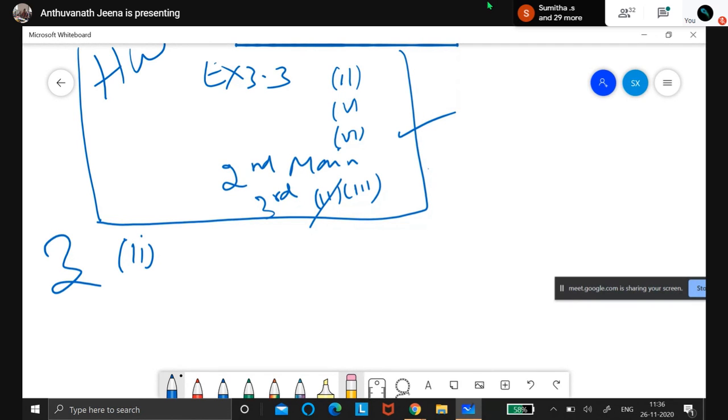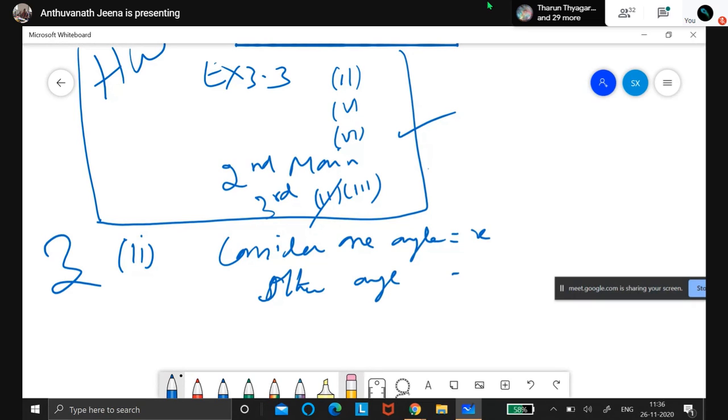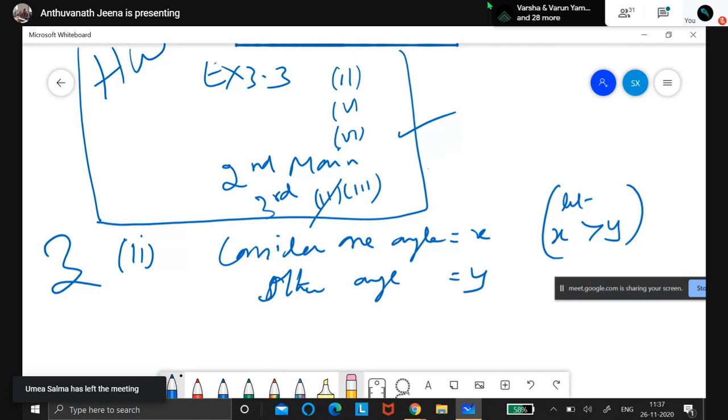Okay. Consider one angle is x, and the other angle is y. Now come to the clue. Let x be greater than y, since any one is bigger. So what are they telling? Supplementary angles.